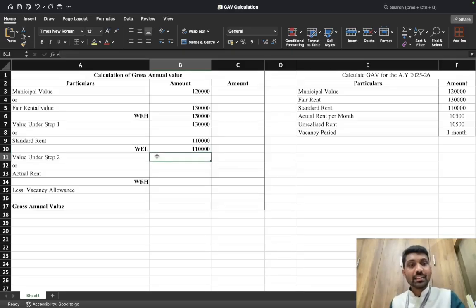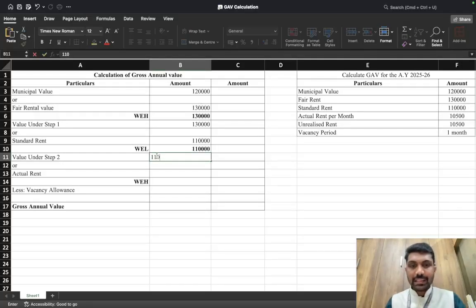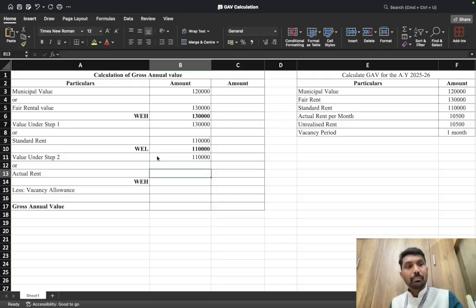In the next step, we should compare the value under step 2 and the actual rent. Here we know that the answer from the second step is 1,10,000. That 1,10,000 we have to compare with the actual rent. Actual rent is nothing but the rent received by the assessee or the landlord of the property. That is called actual rent.